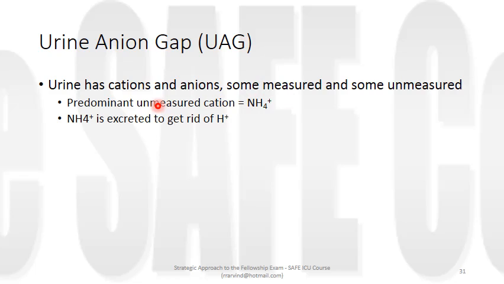Now, when is ammonium excreted? It is excreted mainly to get rid of the hydrogen ions, and it is excreted in the form of ammonium chloride. So whenever you have a lot of hydrogen ions, the hydrogen ions get into the urine in the form of ammonium chloride. So the ammonia in the urine buffers the hydrogen ions and forms ammonium chloride.